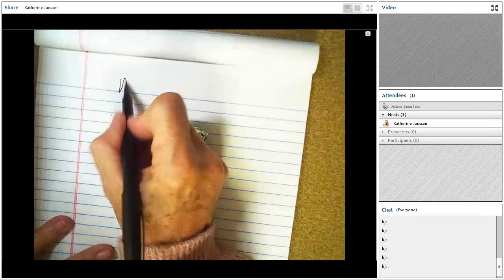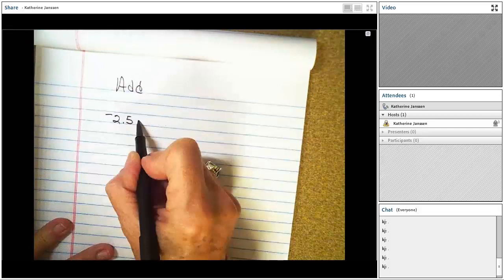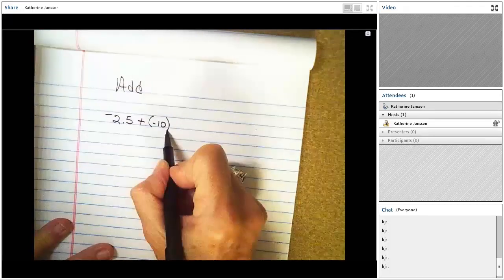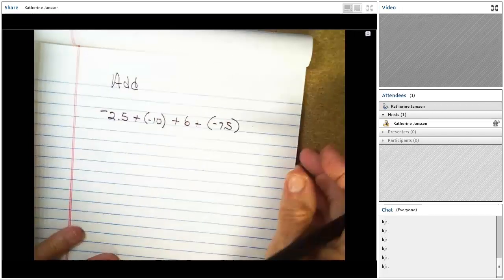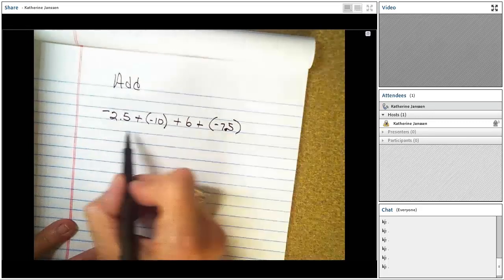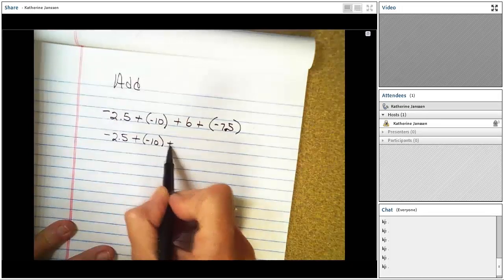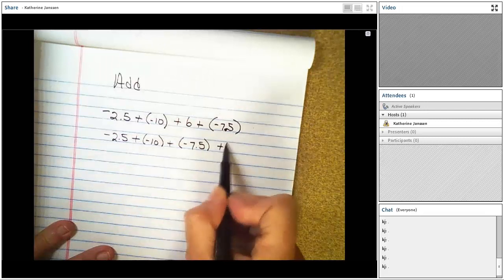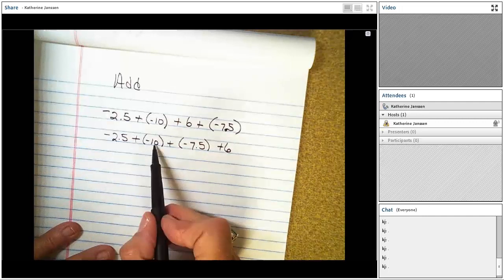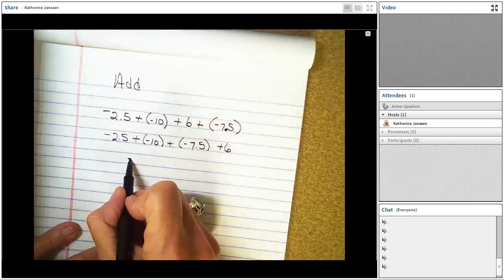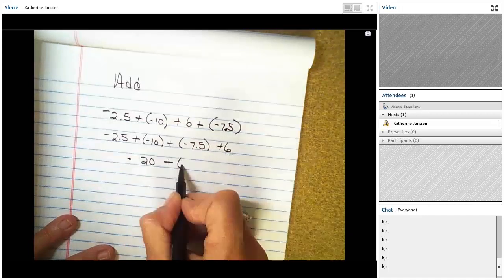We're asked to add. And I have a negative 2.5 plus a negative 10 plus 6 plus a negative 7.5. And again, I can regroup these as a negative 2.5 plus a negative 10 plus a negative 7.5 plus 6. Adding my negative numbers, negative 2.5 plus a negative 10 plus a negative 7.5 is negative 20, plus my positive numbers, 6.